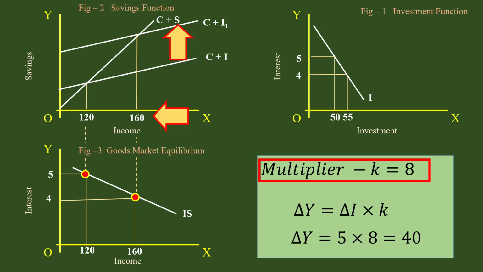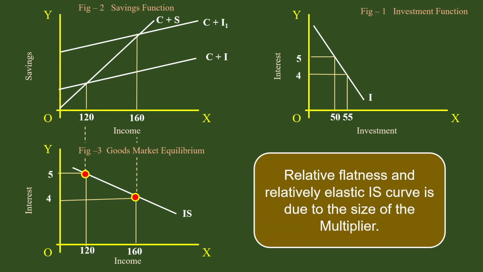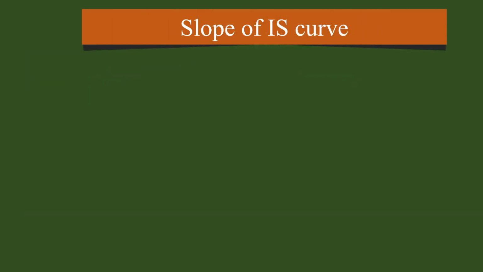Look at the shape of the IS curve. Though the investment curve is relatively steep and relatively inelastic, IS curve is relatively flat and relatively elastic. Relative flatness and relatively elastic IS curve is due to the size of the multiplier. Okay. Now, regarding the slope, these are our findings.